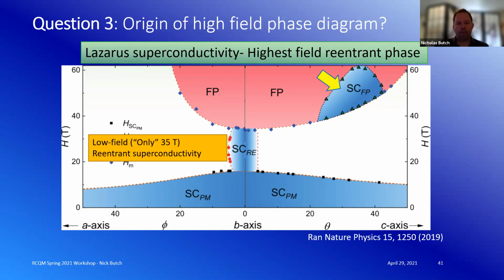What about the high field phase diagram? And it's a little unfair because those of you who aren't familiar with this, I just showed you this for the first time. But this is a phase diagram with zero field, a magnetic field on the vertical axis and field orientation on the bottom. And if we're talking about that thing I mentioned a long time ago, this 35 Tesla phase, that's the low field phase, okay? It exists over a very narrow angular window about the crystallographic B axis.